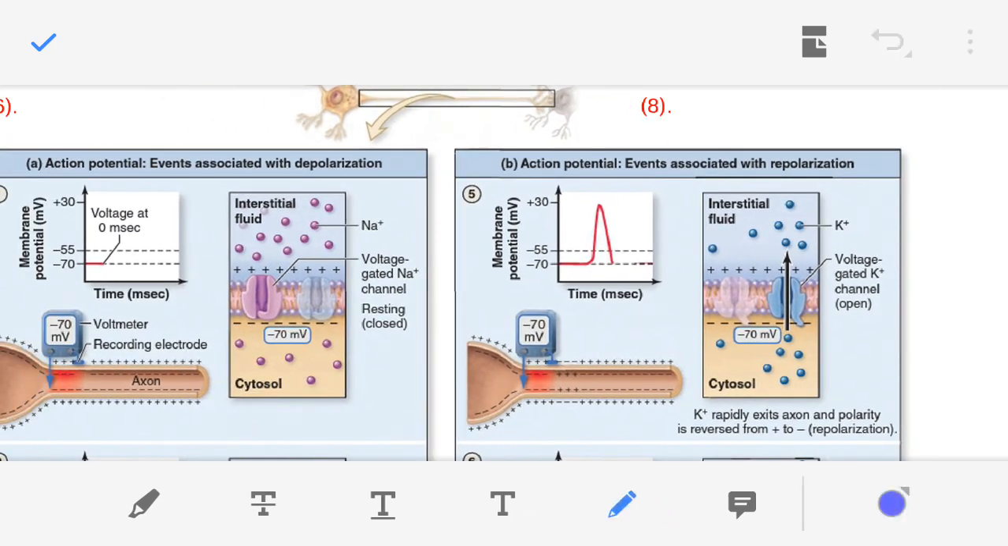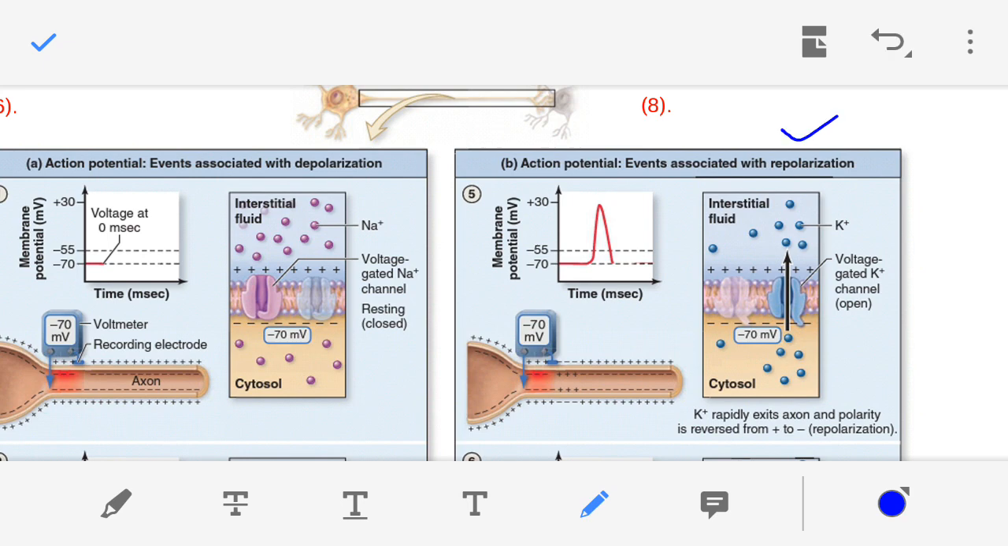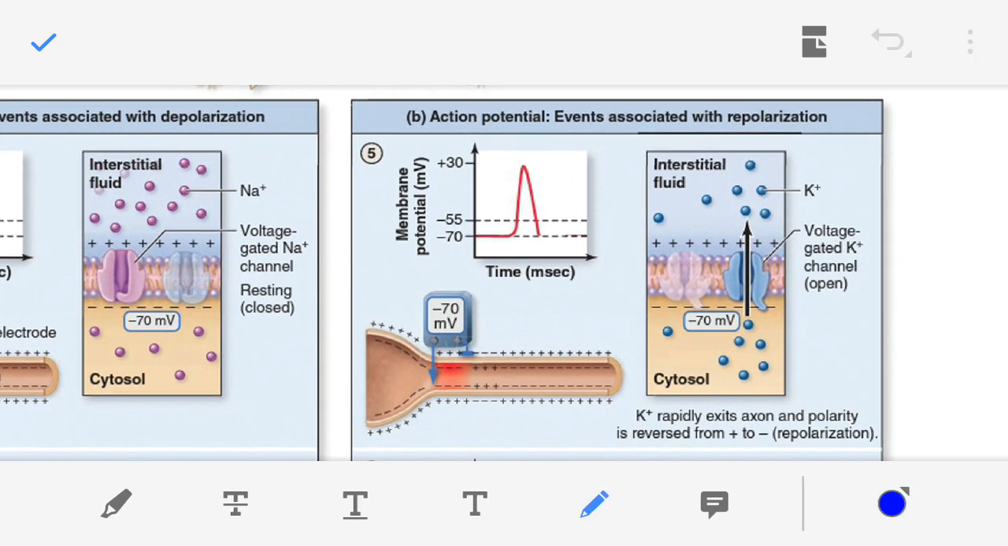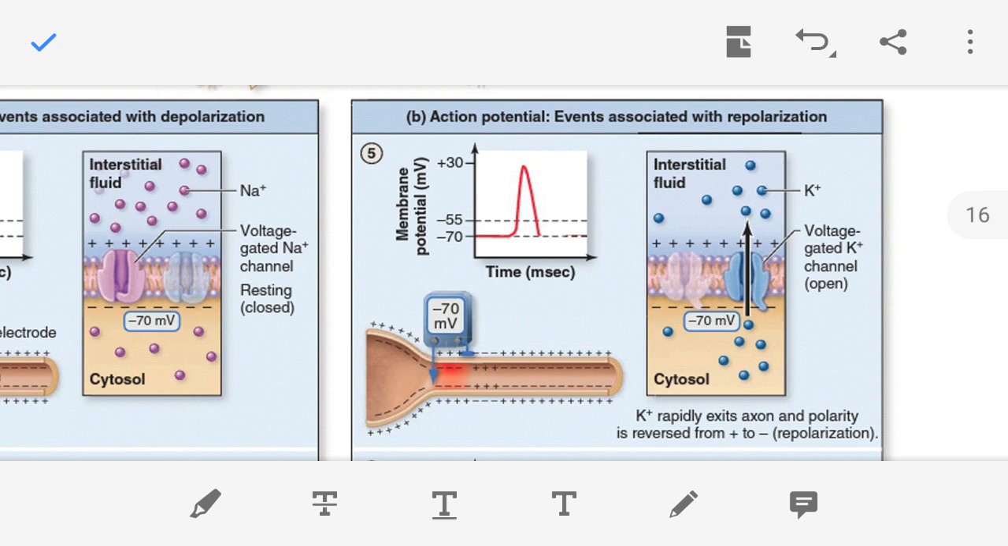Now we are discussing repolarization. Okay, so the depolarized region is now going to become repolarized. What are the events that take place during repolarization? See, this is the peak point where the action potential is generated. Depolarization takes place up to the value of plus 30 due to the influx of Na plus inside. This is the plus 30.